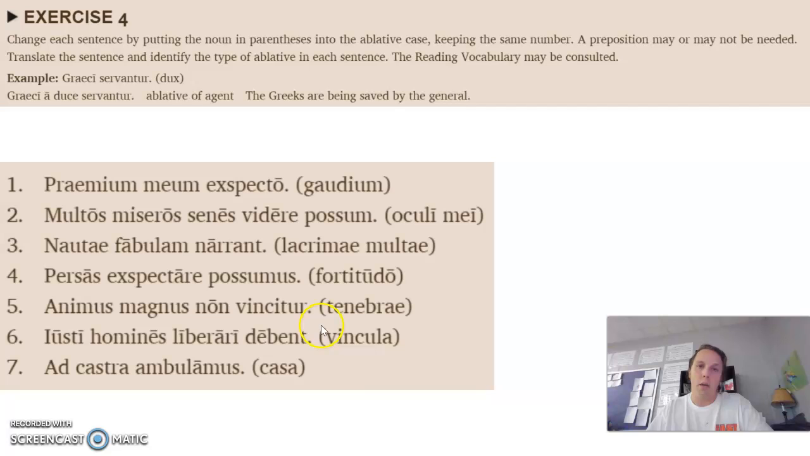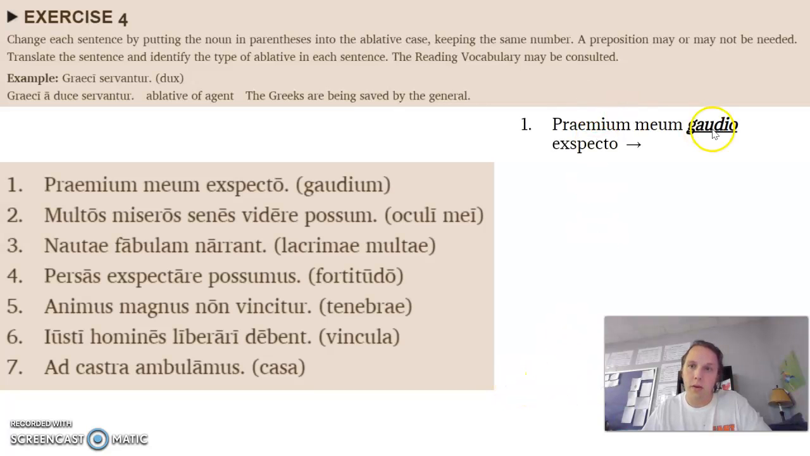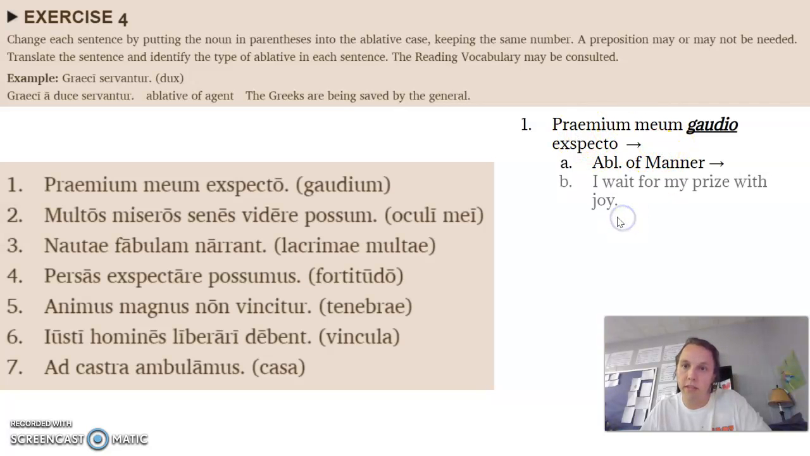So I'm going to show you one more example of it being right. We're going to do the first one right here. Praemium meum expecto. Okay, so to make this ablative, I'll change gaudium to gaudio, and that will make it an ablative of manner if you know the rest of the sentence. And the rest of the sentence will be, I wait for my prize, gaudio. Gaudio, with joy. Okay, that's an ablative of manner. So you're about to see these, and I will post the answer right afterwards.